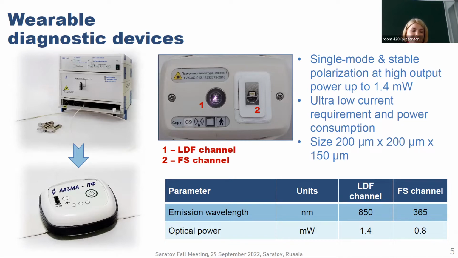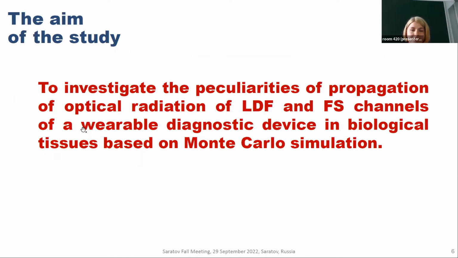These devices have already been established in several applications in medical practice, particularly in the diagnosis of complications of the microcirculation in diabetes mellitus, hypertension, coronavirus disease, and so on. But there is still more research to be done to improve our understanding of how the devices work. So the aim of the study was to investigate the peculiarities of the propagation of optical radiation in the laser Doppler flowmetry and fluorescence spectroscopy channels of these wearable diagnostic devices in biological tissues based on Monte Carlo simulation.